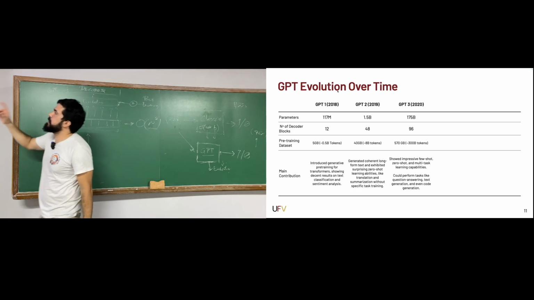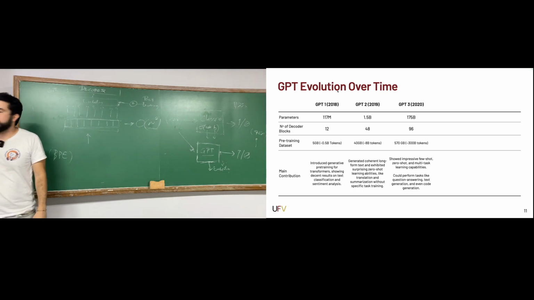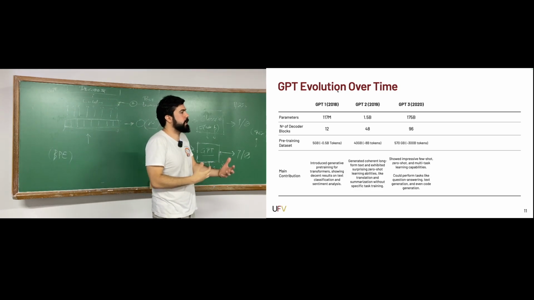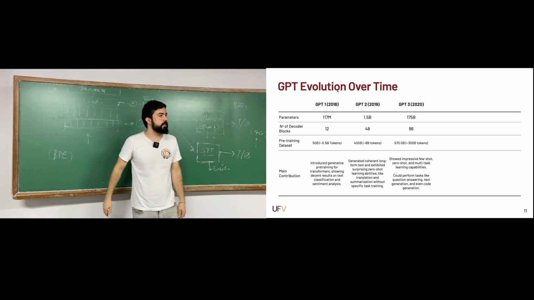And here, GPT-3 was actually the model that started doing question answering much better. And that actually enabled ChatGPT, because then you could ask things and interact with it.